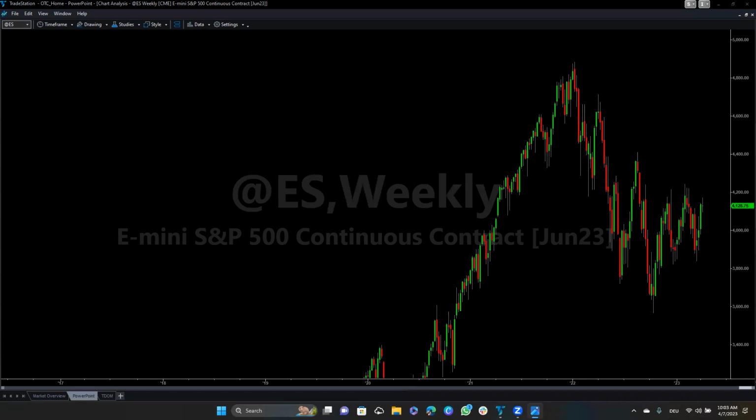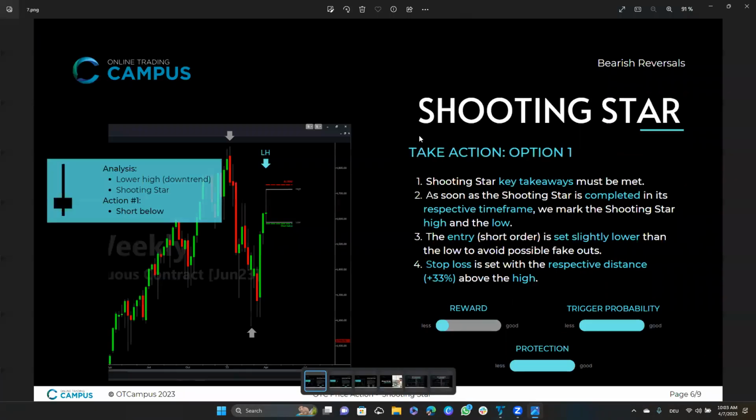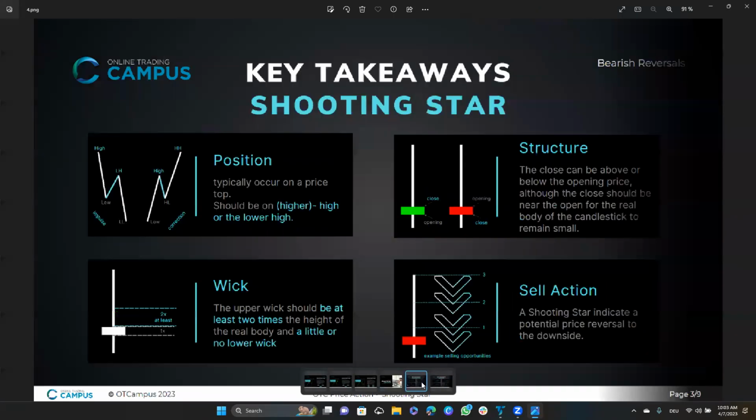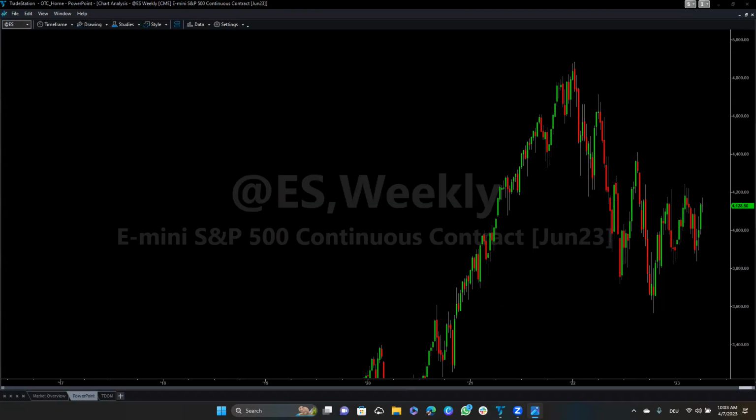We will start, of course, with option number one. Option number one is short below. What we have to do, let's go. Number one is shooting star key takeaways must be met. Let's do this together, for the first time we'll do this together. Position: where is this shooting star?